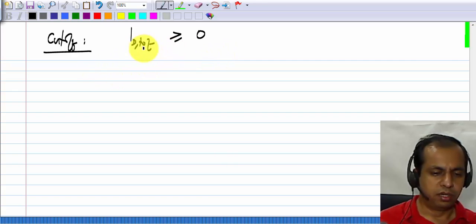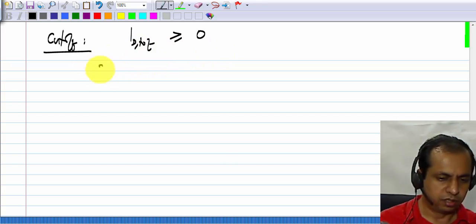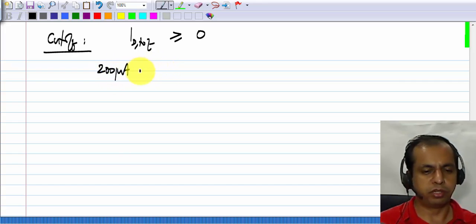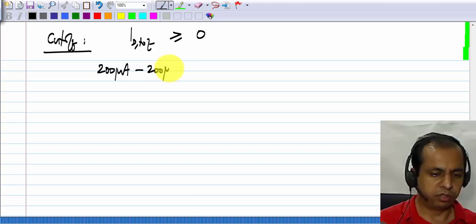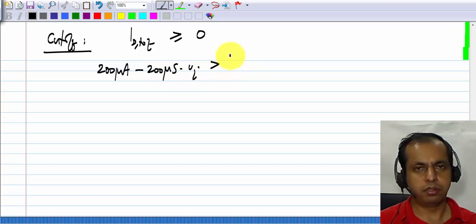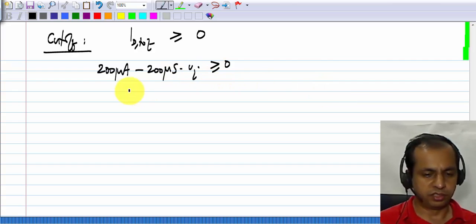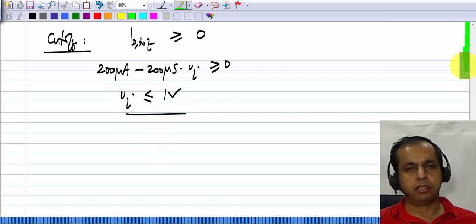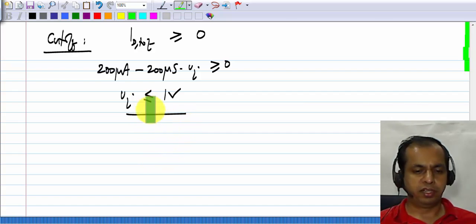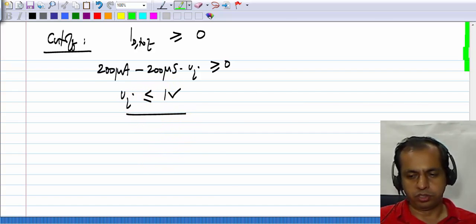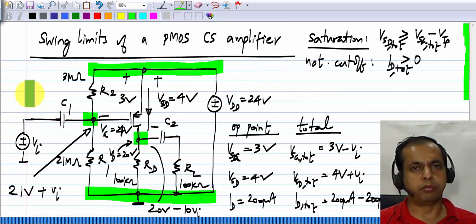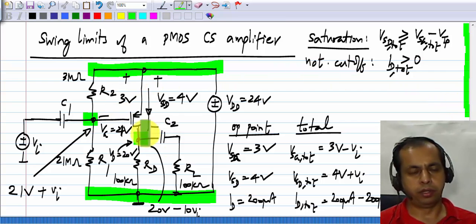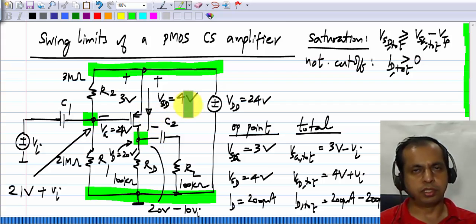And what is the total drain current? That is the quiescent current 200 microamperes minus 200 microsiemens times Vi should be greater than or equal to 0, and this tells you that Vi should be less than or equal to 1 volt. So earlier, in case of NMOS common source amplifier, the cutoff condition was imposing a lower limit on Vi. Now it imposes an upper limit. Okay, because as Vi becomes more and more positive, the gate goes up, the source gate voltage falls. Okay. And the drain current goes on reducing, and at some point it will enter cutoff.